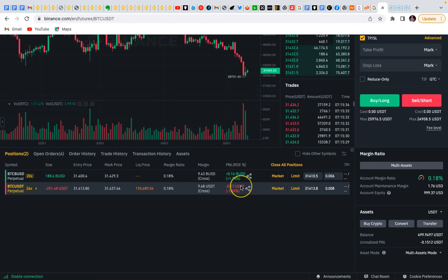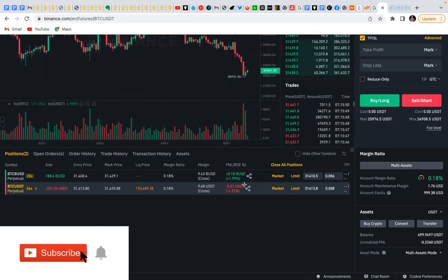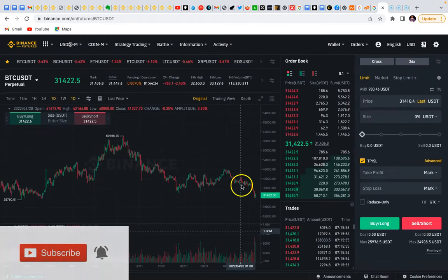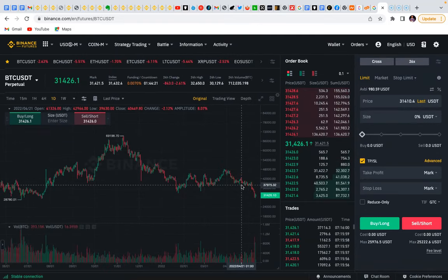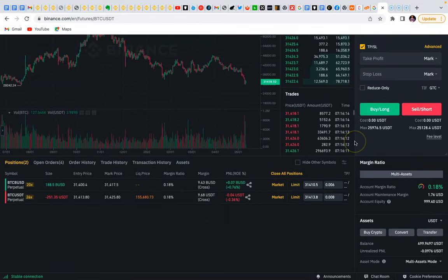So that's how interesting this feature is. You can use this position to guard yourself against any potential risks. But that's not to say you should over-leverage. Trade with minimal risk and trade smartly. Make sure you have done your necessary analysis before you enter a trade. So this is how to use your multi-asset mode.